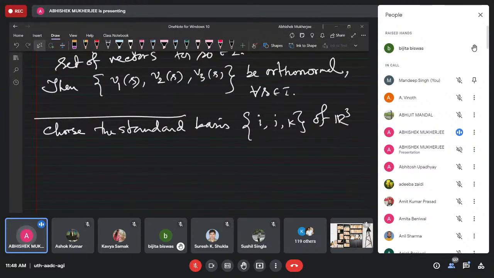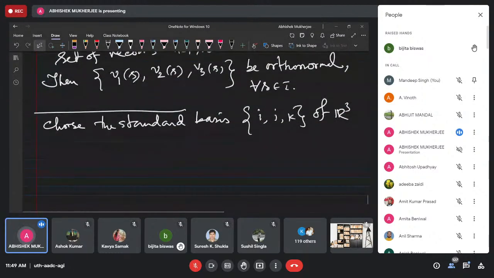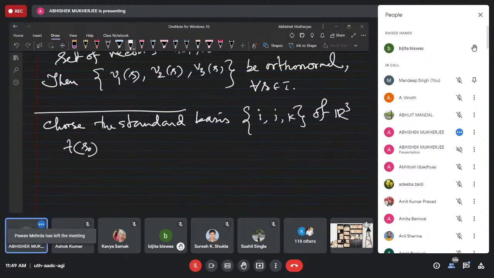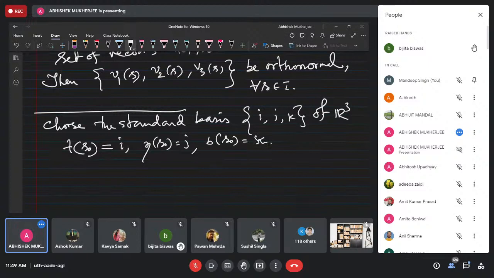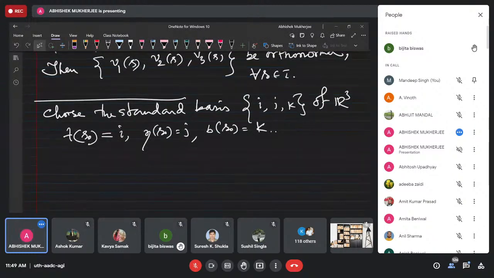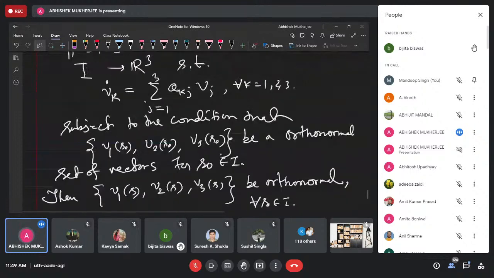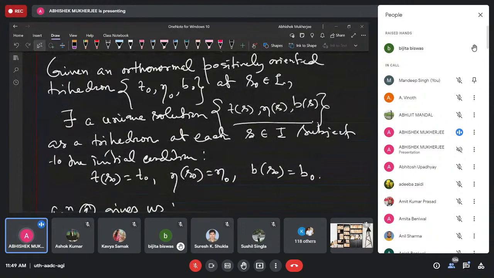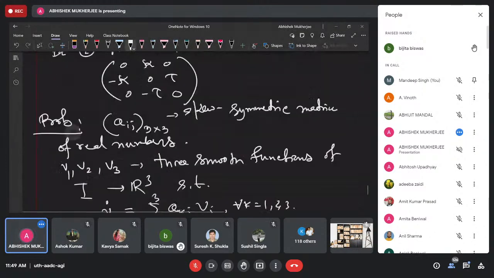And without loss of generality, we may assume that at the initial point s naught, for the sake of convenience, your initial situation is that T(s naught) is I, eta(s naught) is your J, and B(s naught) is your K. And in view of the above problem, we can say that the solutions that we have obtained, that is eta(s), T(s), eta(s), B(s), will be orthonormal, right?